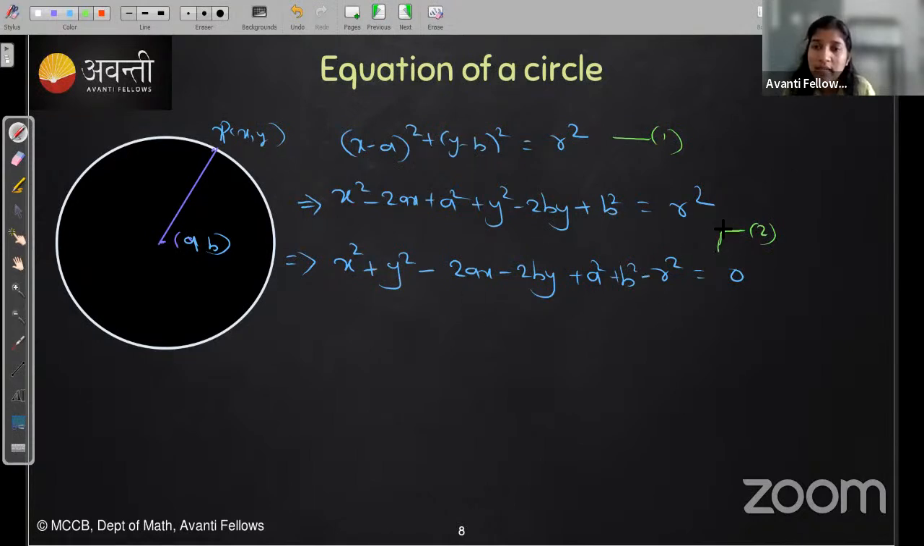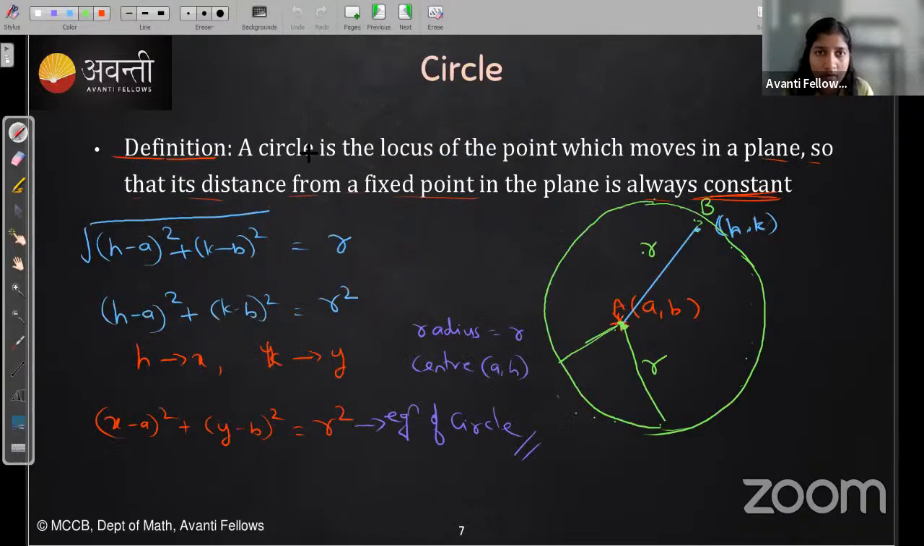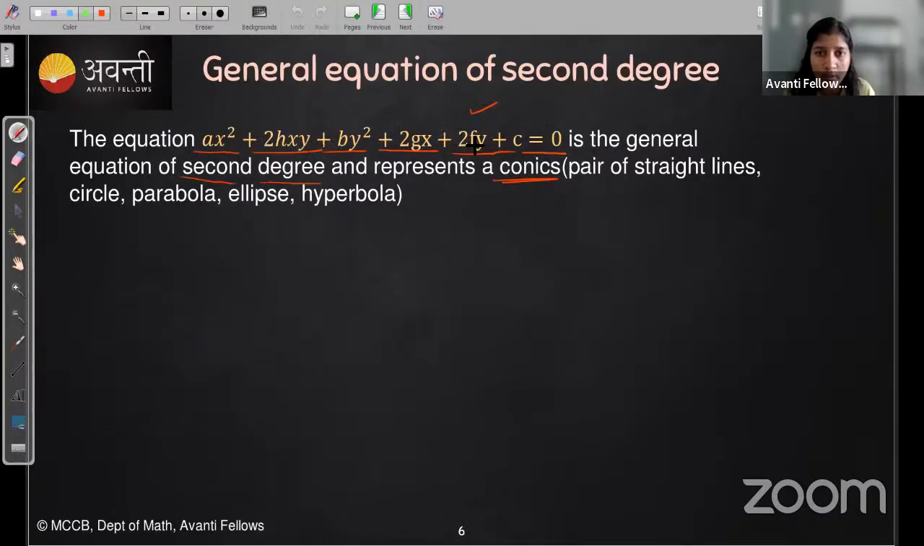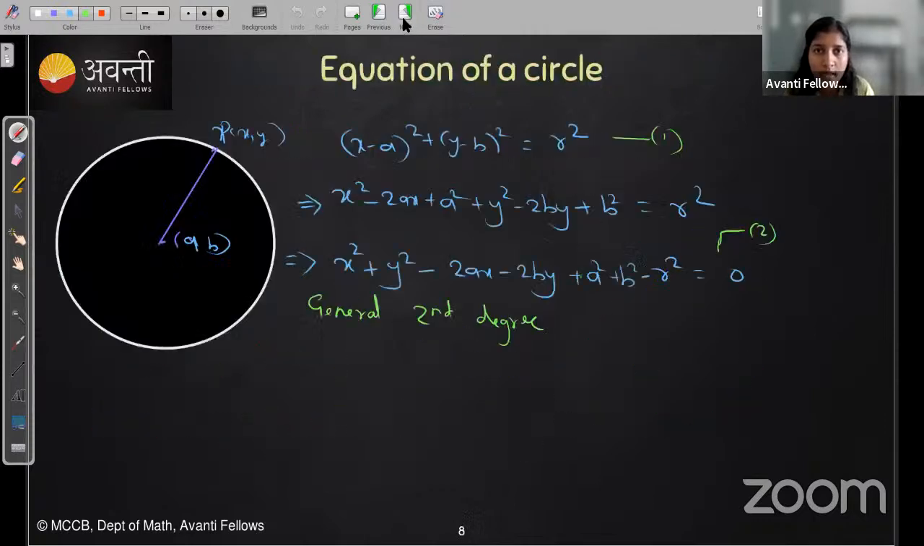Now just compare this equation with our general second degree equation. So what is our general second degree equation? Previously itself we learned it, right? In the previous slides that we saw. I'm just comparing that equation with this equation, okay? So I'll write it again here. What is the general second degree equation?